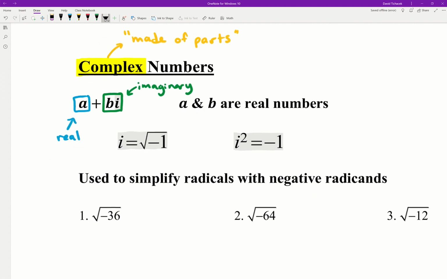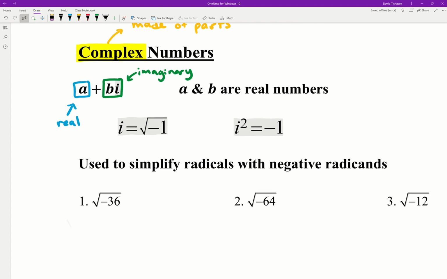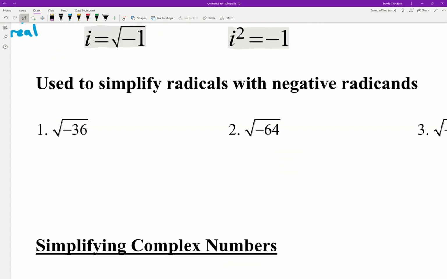And so what I want to do in this video is do a couple of problems where i is going to show up in your problem, or it's going to show up in your solution. So let's go ahead and take a look at that. So i is used to simplify radicals with negative radicands. In other words, it's used to simplify radicals where you're going to find a negative number underneath, okay?